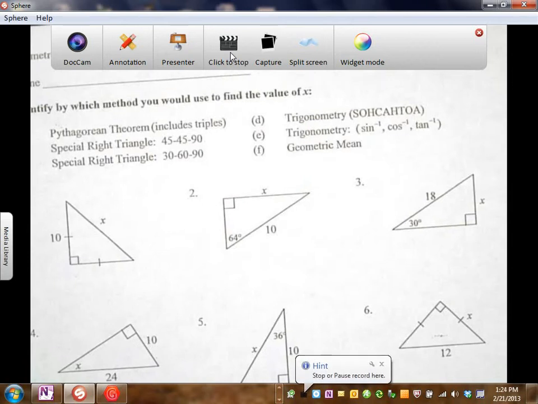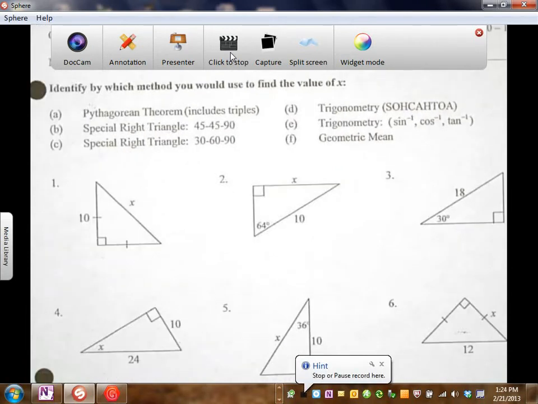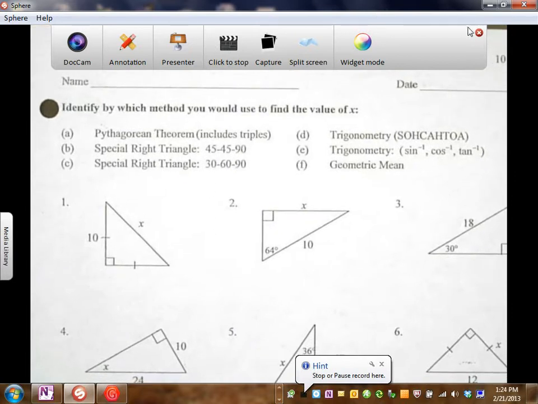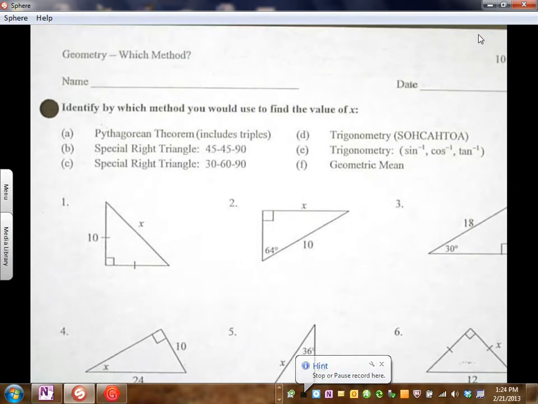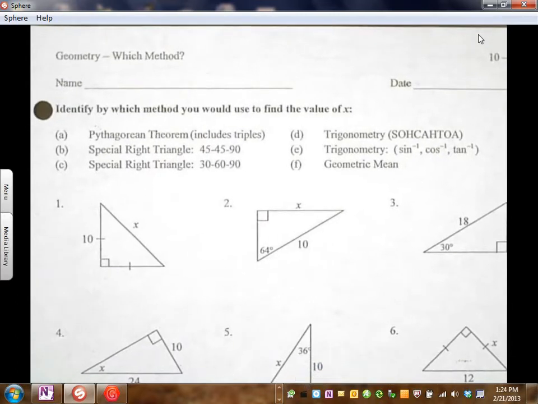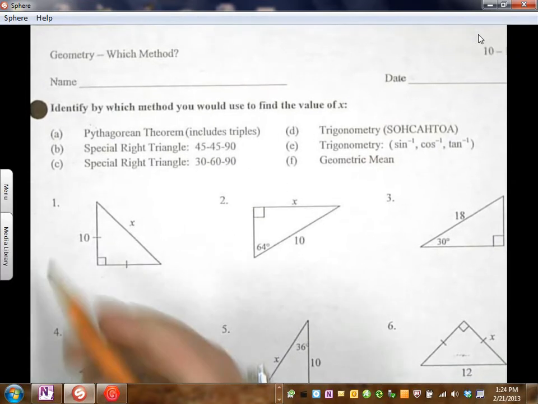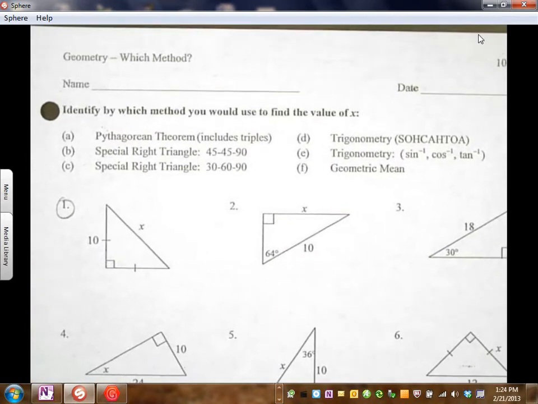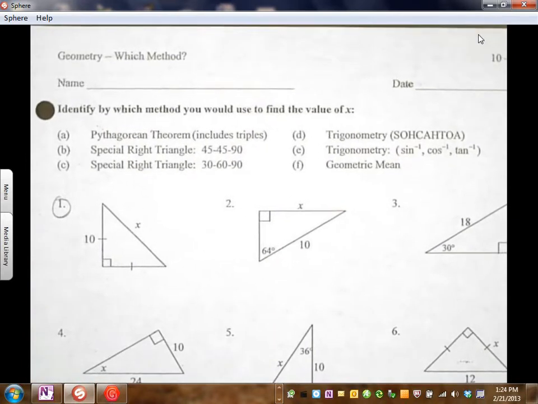Hey, everybody, we're gonna go through this assignment, dealing with the different types of ways and the different things we can do with right triangles. First we're gonna be identifying which of our methods we can use to find the x, but then we also are going to be finding x. So when I look at problem one here, which of these methods up here at the top can I use?